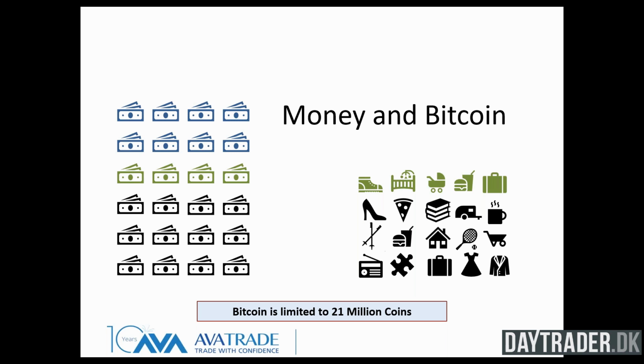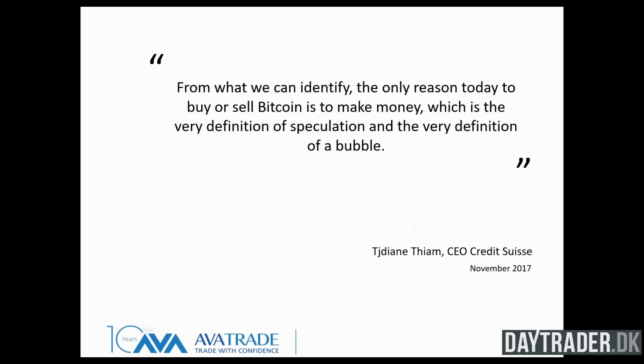And this means that we have to see Bitcoin not as money, but as an asset, a little bit similar to gold. Gold also is limited, and nobody really knows how to give a real value to gold. We just don't know. For example, the CEO of Credit Suisse said last year, from what we can identify, the only reason today to buy or sell Bitcoin is to make money, which is the very definition of speculation and also of a bubble. Of course, he said this a year ago when Bitcoin was 20,000.